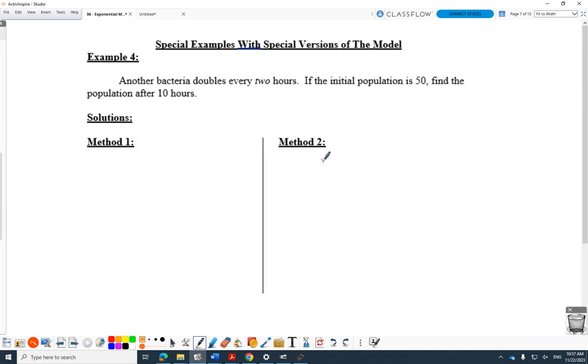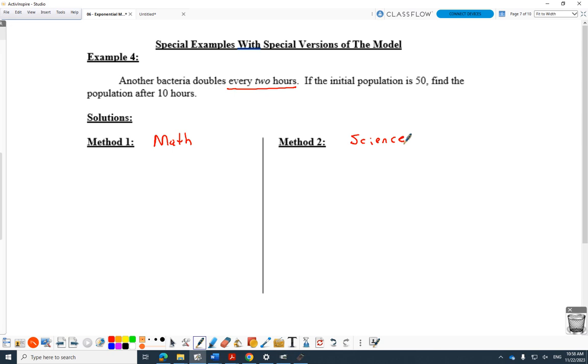Special examples with special versions of the model. Another bacteria doubles every 2 hours. Doubles every 2 hours. This changes completely how you're going to do it. Now I'm going to show method 1, and I'm going to call this the math method. And then over here I'm going to do method 2, which is the science method. Not one better than the other, just different in how you'll handle it. If the initial population is 50, find the population after 10 hours.